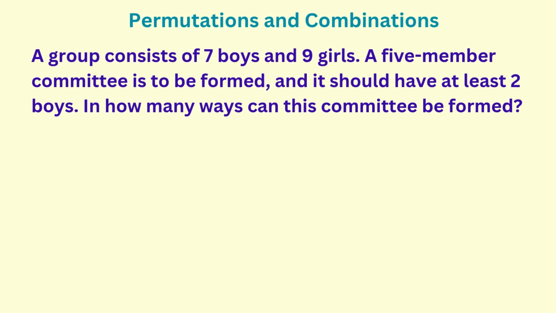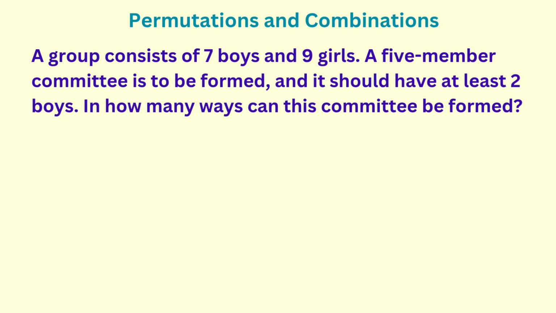Let's tackle a popular combinations problem involving a group selection with a condition. A group consists of 7 boys and 9 girls. A 5-member committee is to be formed, and it should have at least 2 boys. How many different ways can this committee be formed?